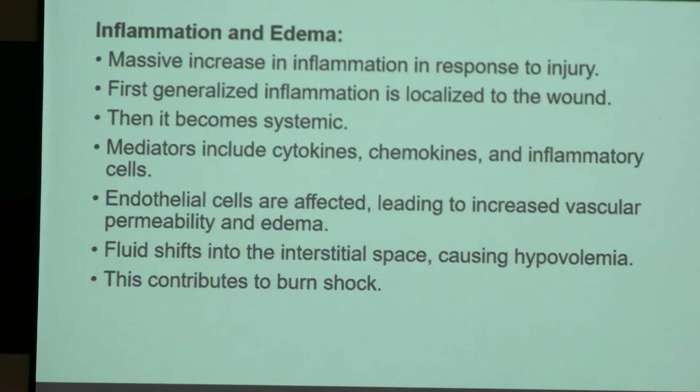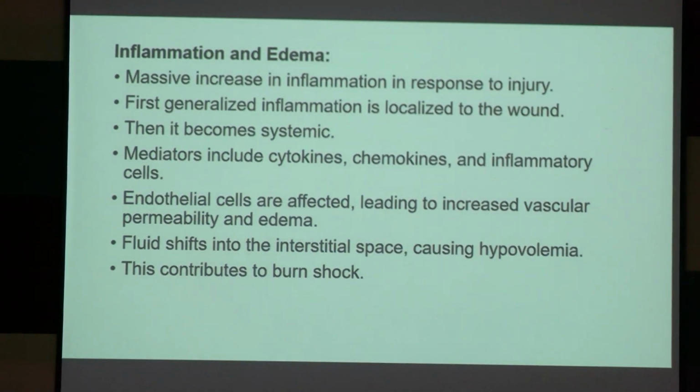Now there is inflammation and edema because of burns. There is massive increase in inflammation which is a response to the injury. Initially when there is a burn surface area of 10%, then there is local inflammatory response. But as soon as the burn surface area increases more than 20%, there is a generalized or systemic inflammatory response. Now the mediators include cytokines, chemokines and other inflammatory cells. Fluid shifts to the interstitial space because of increased vascular permeability.